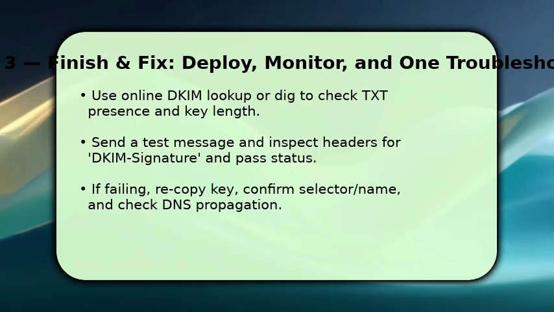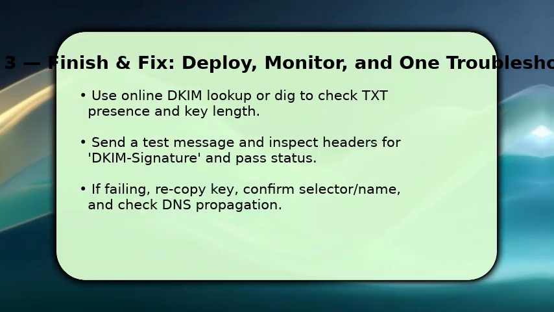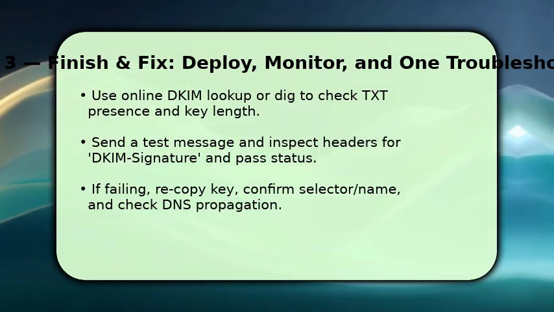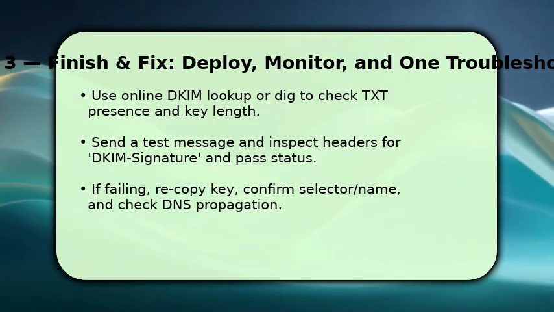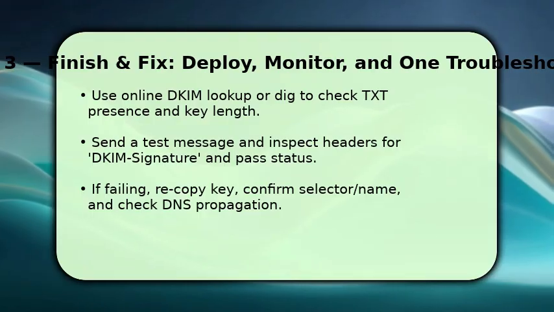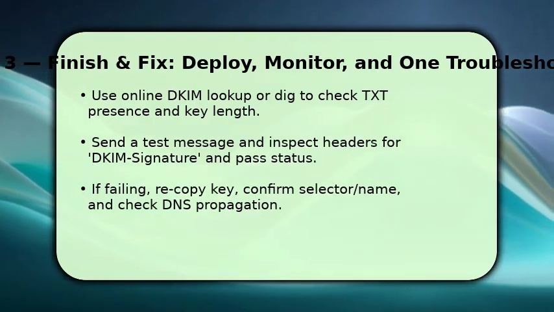Use a dig or an online DKIM lookup for selector._domainkey.yourdomain to confirm the TXT appears and matches the full public key. Key length must be intact. Once propagated, send test mail and inspect headers for a DKIM signature that shows pass.